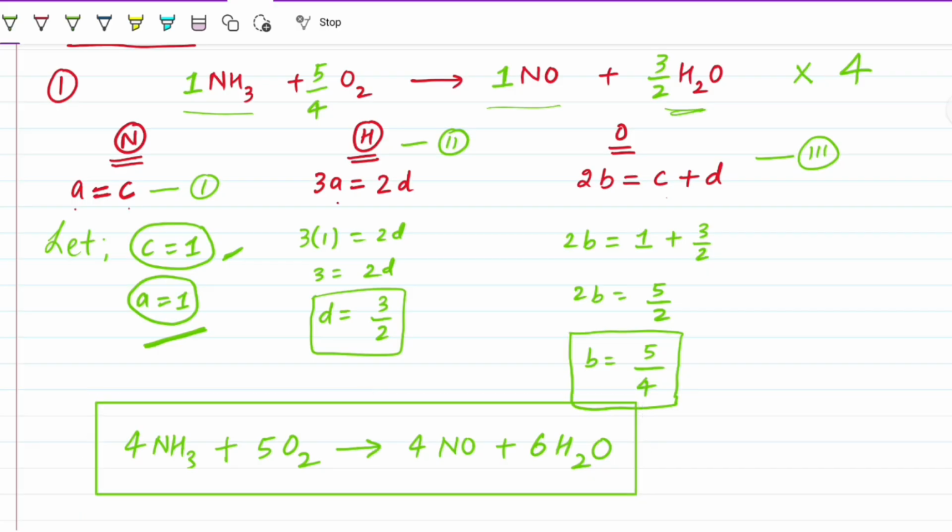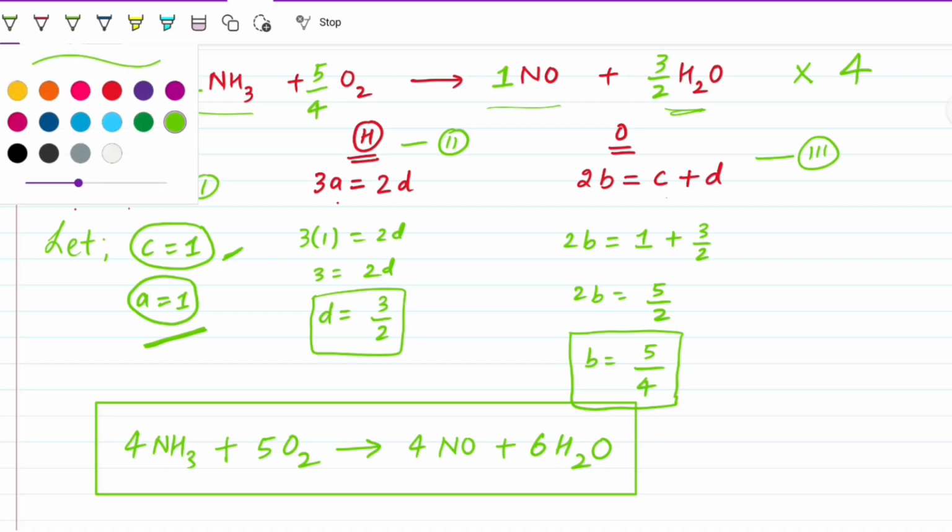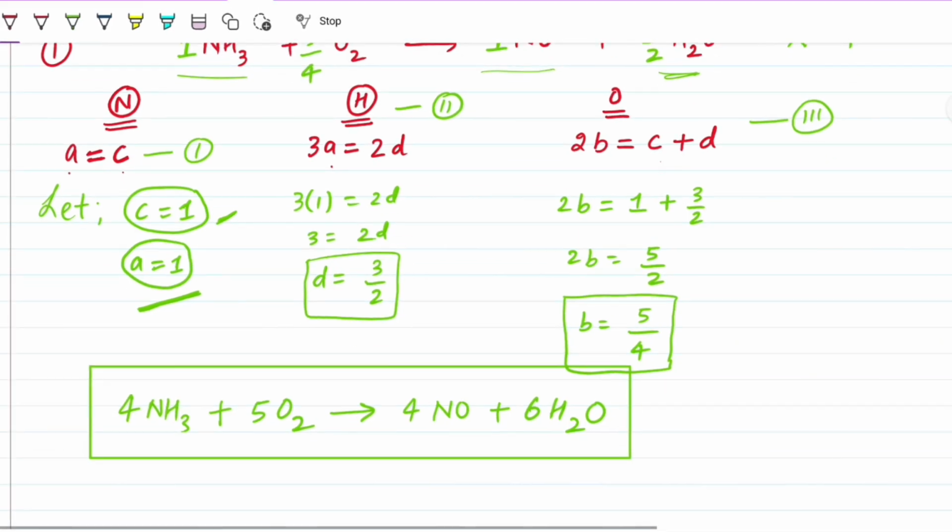This is the balanced equation. So in this way, we have to balance any equation. Assume whatever equation we have, write the equation, then assume the coefficients a, b, c, d, e, f, whatever it is. Let any coefficient be 1 and then equate the values. Let us solve one more question using the same method.